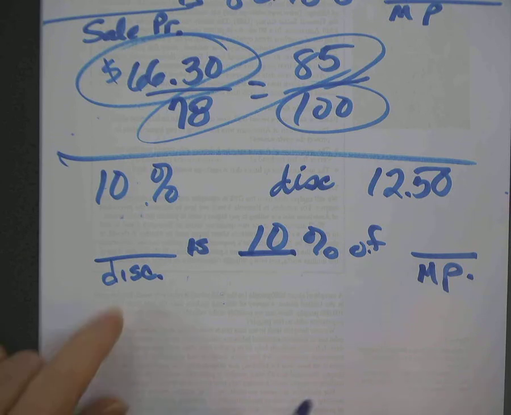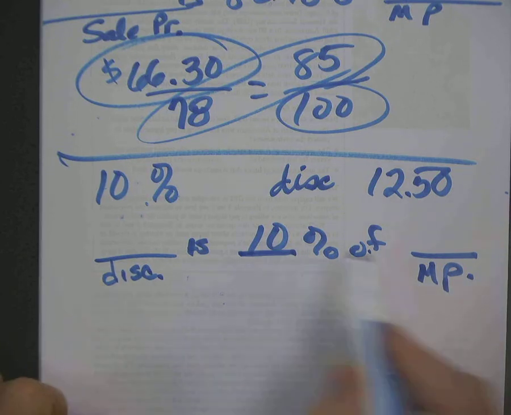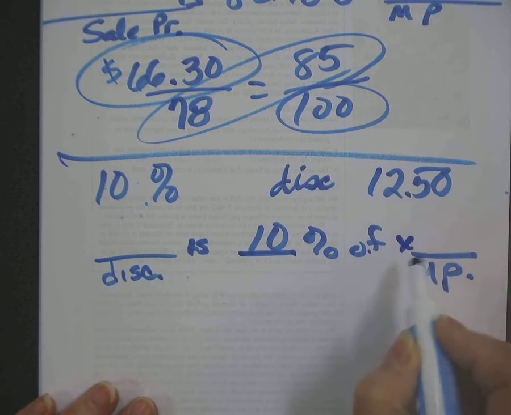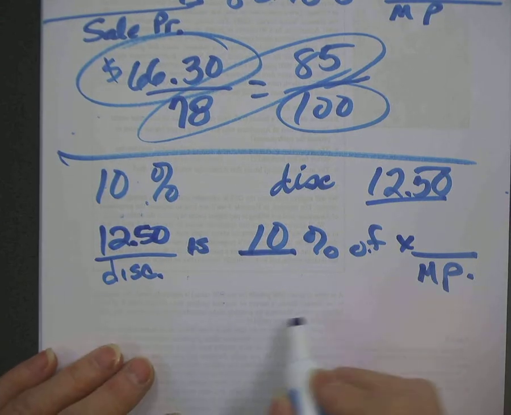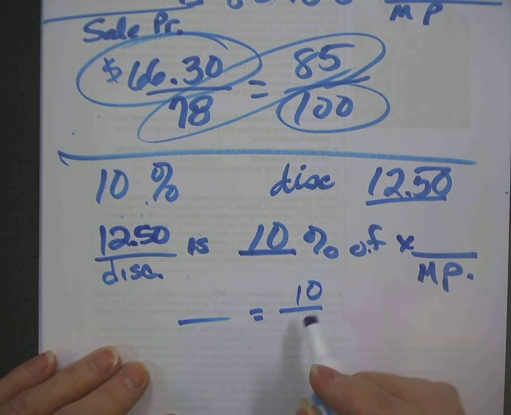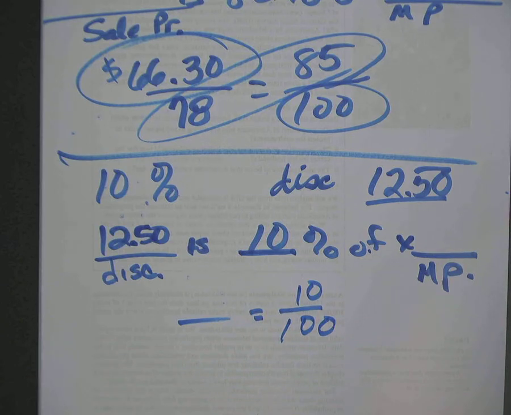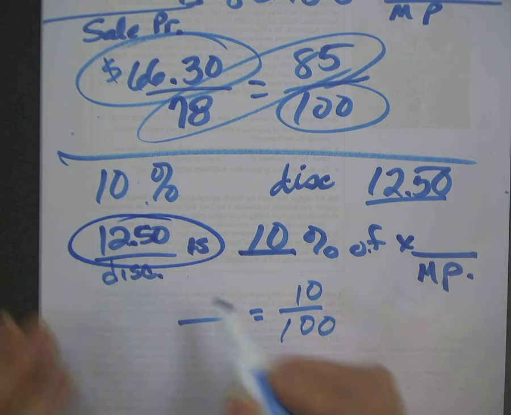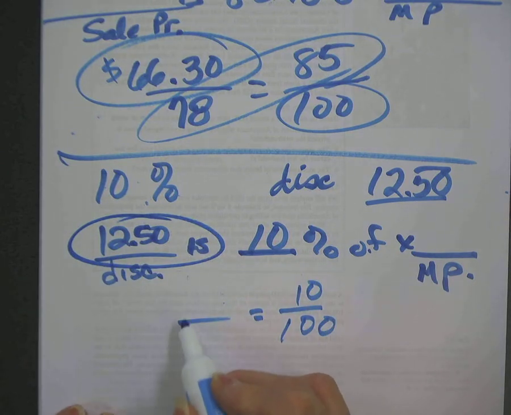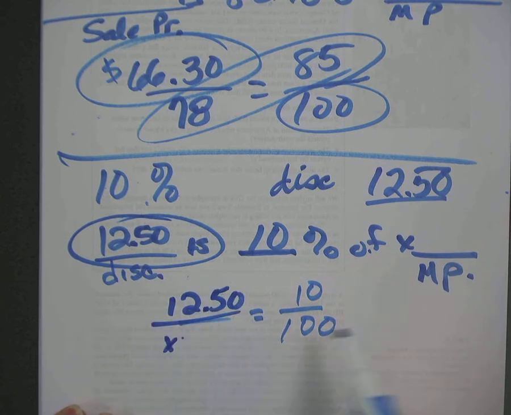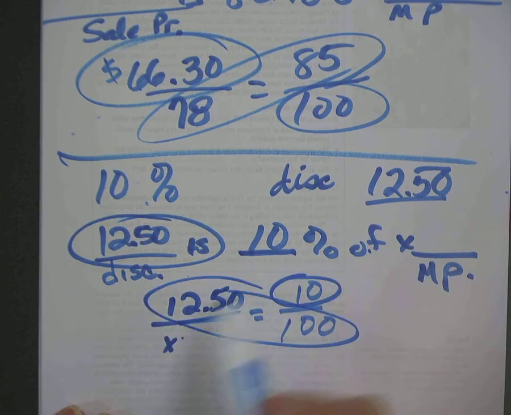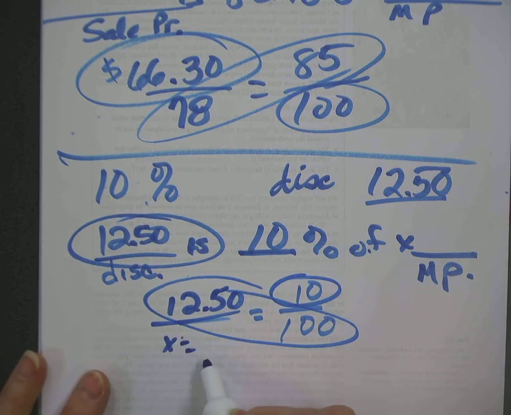Okay. The discount is 10% of your marked price. We don't know the marked price. This is our discount. Okay? The percent goes over 100. Your discount is top or bottom? Top. And the of, we don't know. So multiply that, divide by 10. What was it? 125. $125 was our mark price.